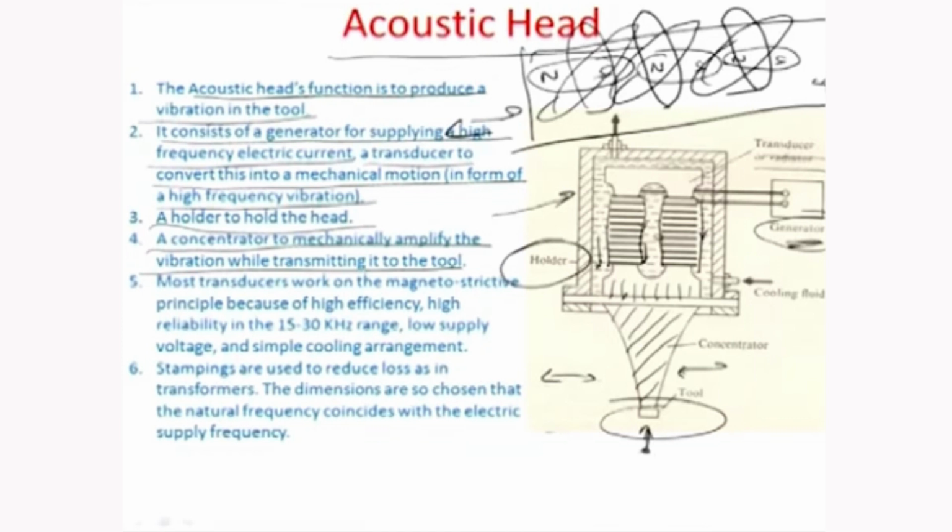And most of the transducers, as I already told you, work on this magnetostrictive principle, particularly because it is highly reliable in high frequency ranges. 15 to 30 kilohertz is typically the operating frequency range of a USM tool, and it also has low supply voltage and simple cooling arrangement, which prevents the heating of this core, the magnetostrictive core of the particular transducer.